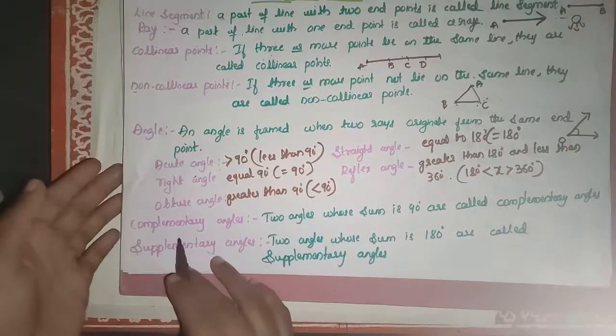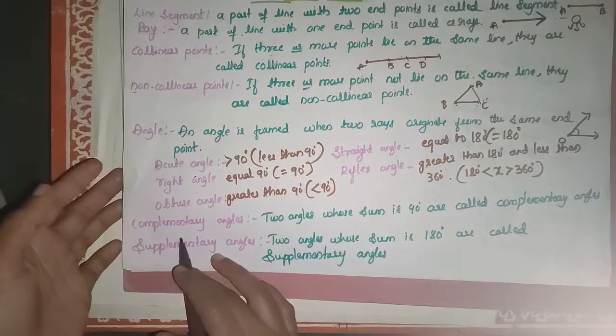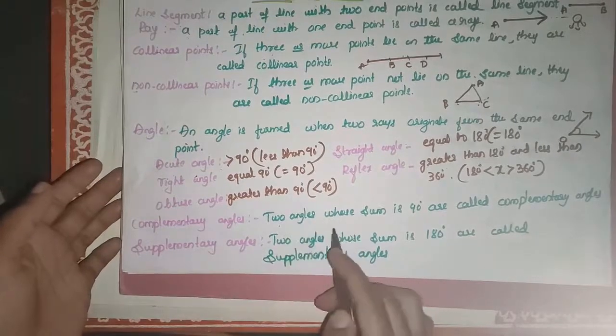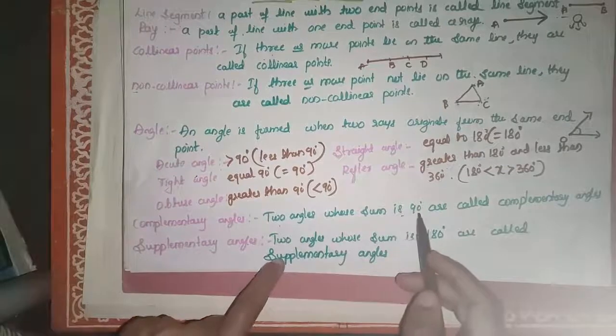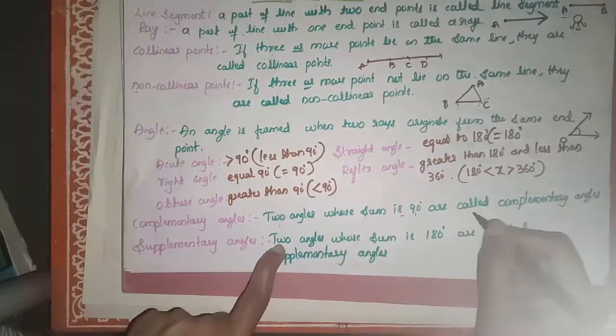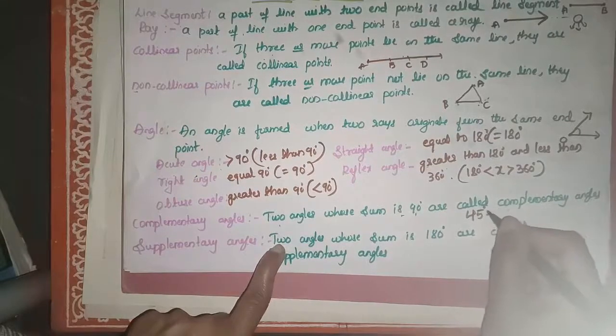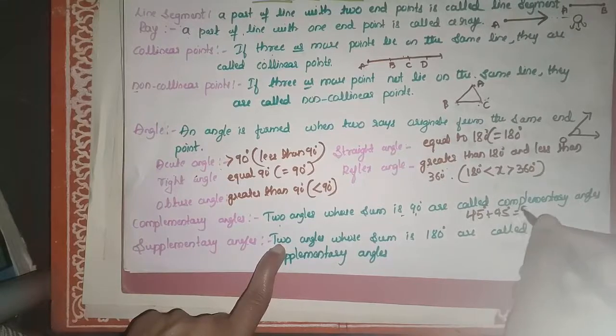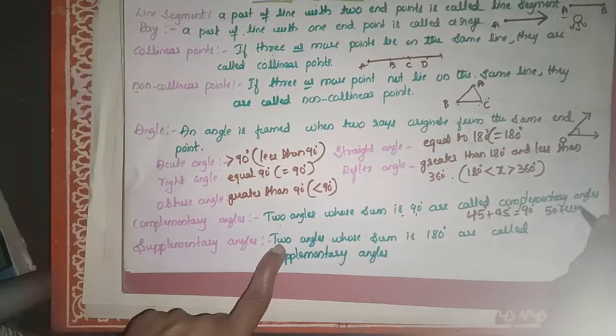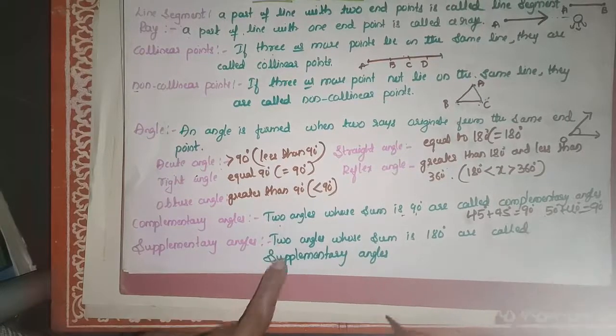So next, complementary angles. Two angles are complementary if their sum is 90 degrees. If we consider 45 degrees as one angle and another is 45, the sum is 90 degrees. These are called complementary, or 50 plus 40. These are equal to 90 degrees. These two angles are called complementary angles.